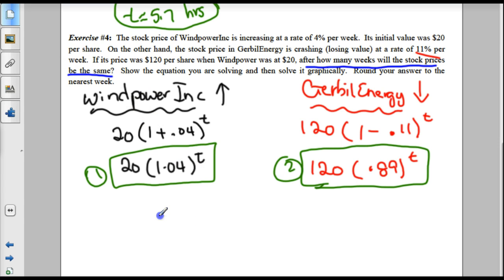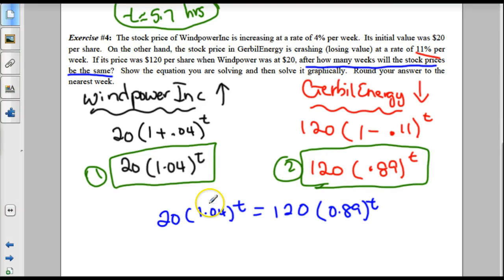So I'm basically saying, when is 20 times 1.04 to the T equal to 120 times 0.89 to the T? When is this happening? When is this true? Now it says show the equation you're solving and then solve it graphically. So we don't have to solve this by hand. We just need to solve this and find the intersection. So I want to know what is the value of T.